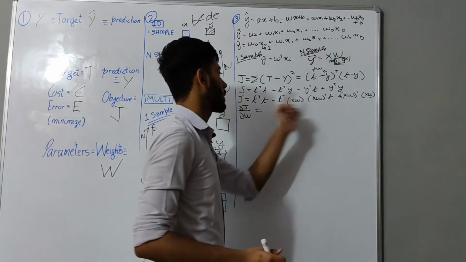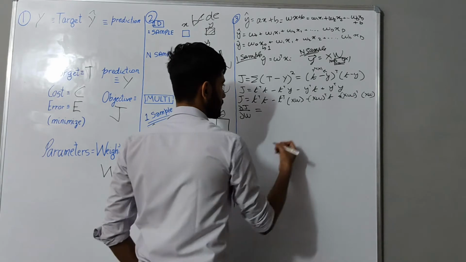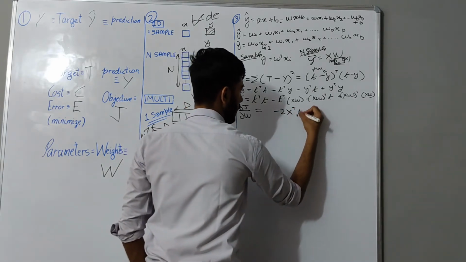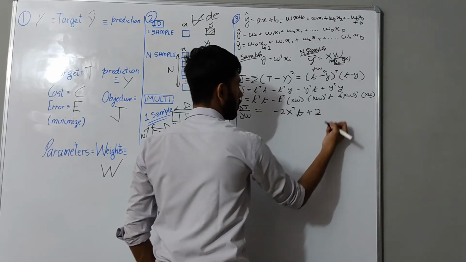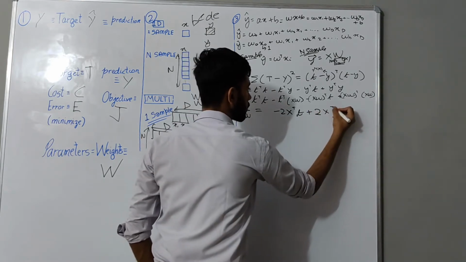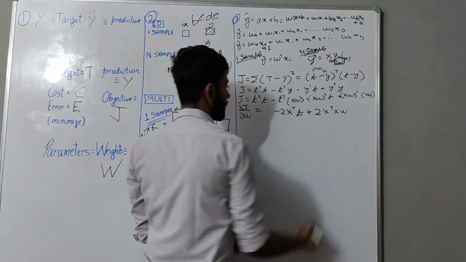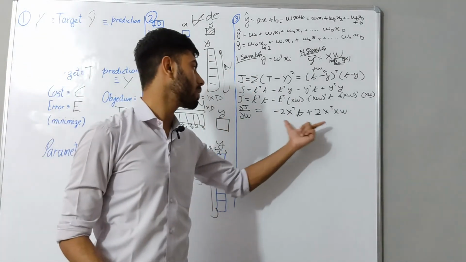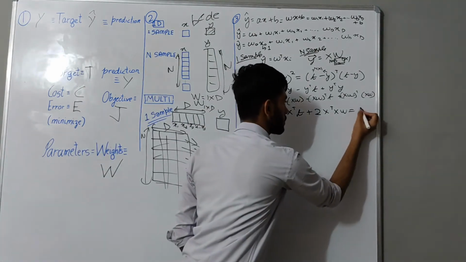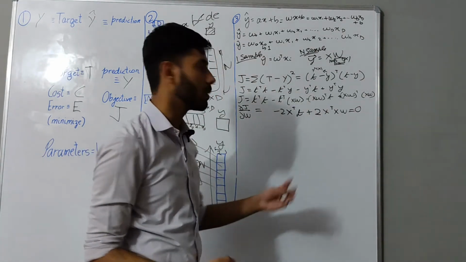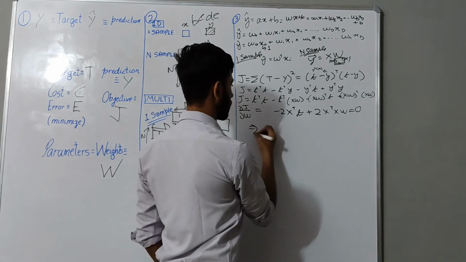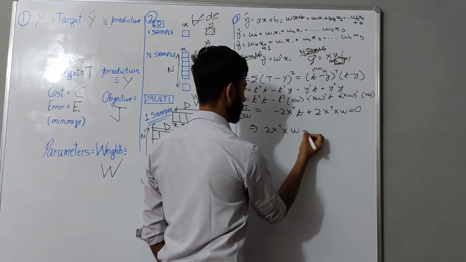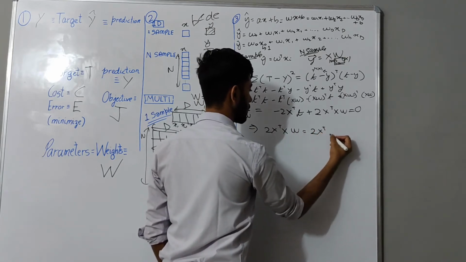So finally after differentiating it I will get the value as minus 2 x transpose t plus 2 multiplied by x transpose xw. And since after differentiating I have to put the whole equation equal to 0 in order to find the maxima or minima, what I'm going to get is 2 x transpose xw is equal to 2 x transpose t.